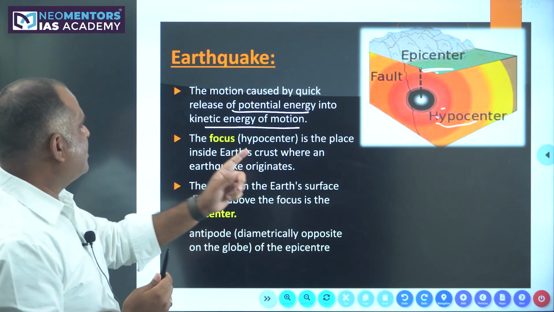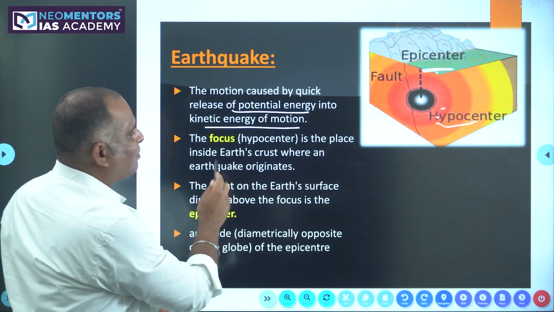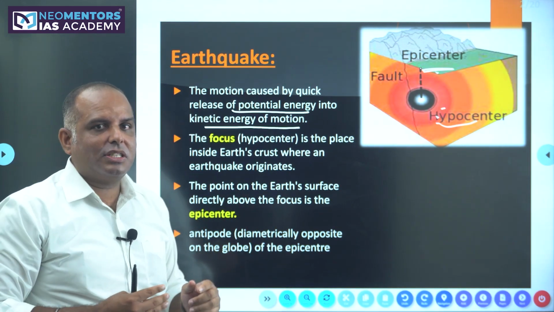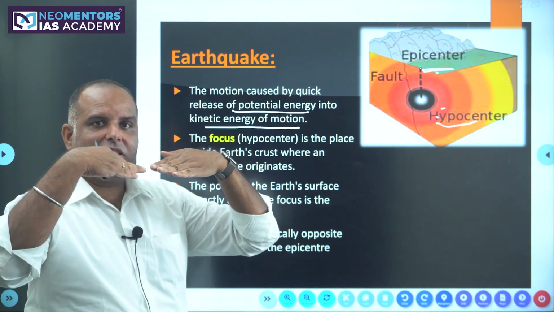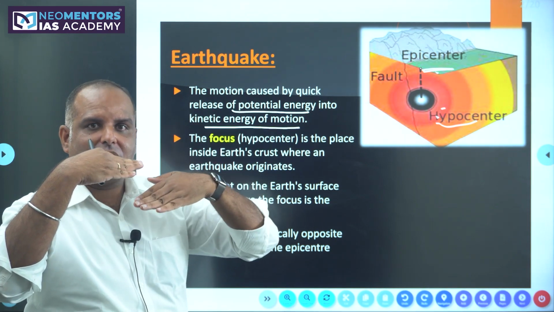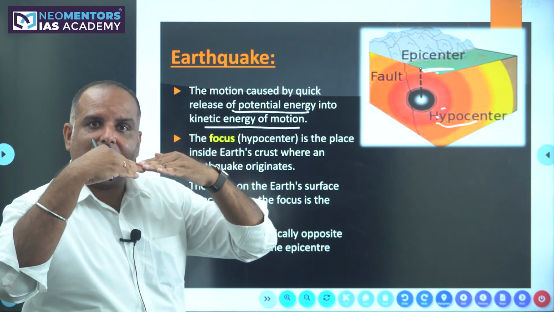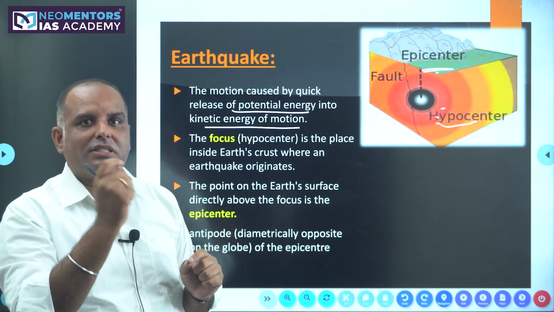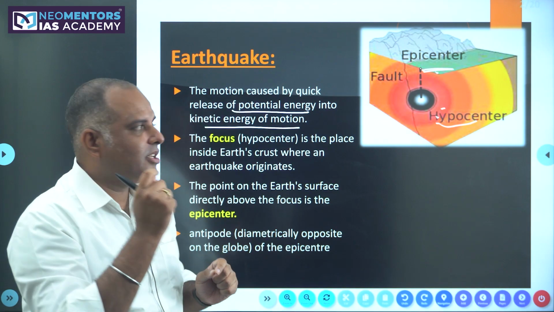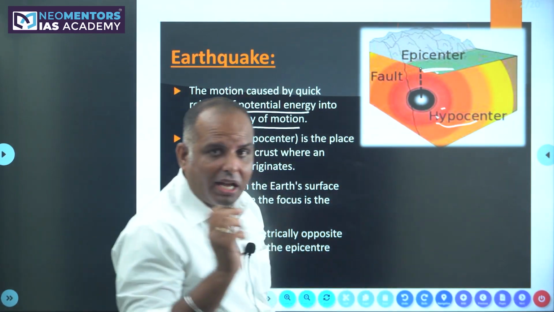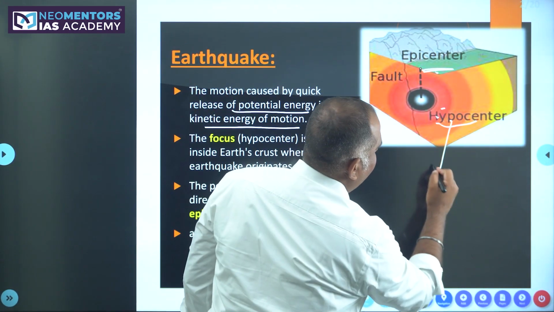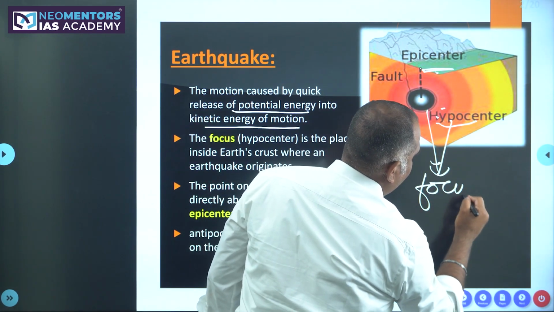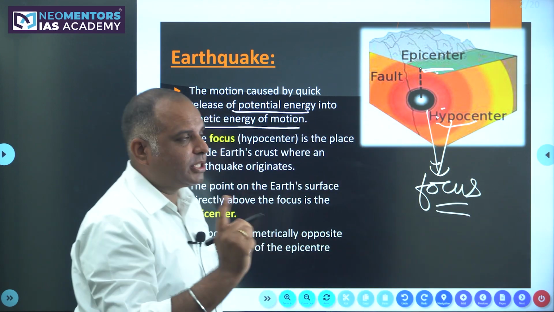Now, what is focus? Focus is the place inside the earth's crust where an earthquake originates. So earlier I was discussing the sudden release of energy when a plate subducts or when a plate ruptures and there is a release of energy, right? The point where this actually happens inside the earth's crust is called the focus. It is also called the hypocenter.